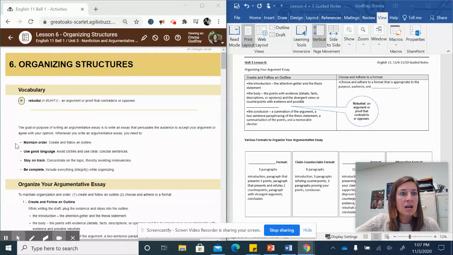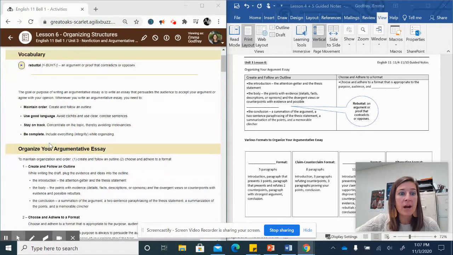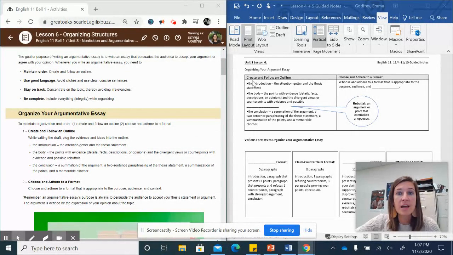Okay, so at the top here, these are the steps that we need to be aware of. In organizing your argumentative essay, we're going to be filling these in. So you should create and follow an outline. You should have an introduction, an attention getter. We called it a hook in our last paper. You need a thesis statement. We learned that that's going to be 2 parts in an argumentative essay: your opinion on the topic, and then your call to action as the second part. The body, these are the points where evidence and the divergent views or counterpoints with evidence and possible blank. So we need to go over here and fill in rebuttals.